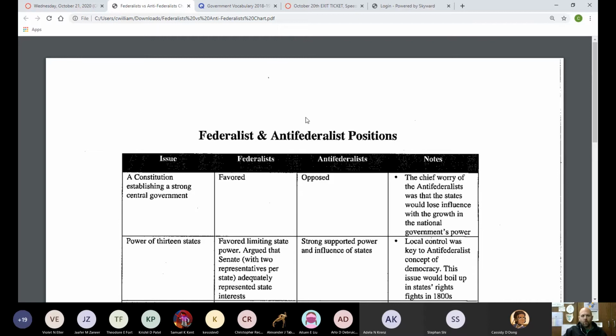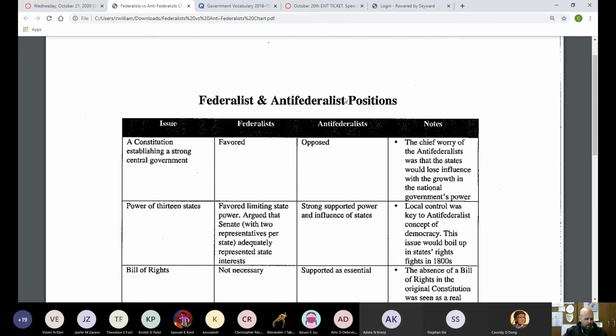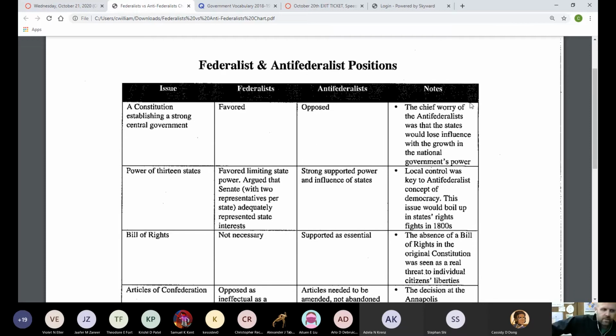Okay, and so what this chart's going to do is go over some of the real specific characteristics that these two groups feel about these topics. So the first two are pretty straightforward. A constitution establishing a strong central government. The Federalists are going to be in favor of that, and the Anti-Federalists are not. Okay, and the big reason why is that if you look at the note, it says the chief worry of the Anti-Federalists was that the states would lose influence with the growth of the national government's power.